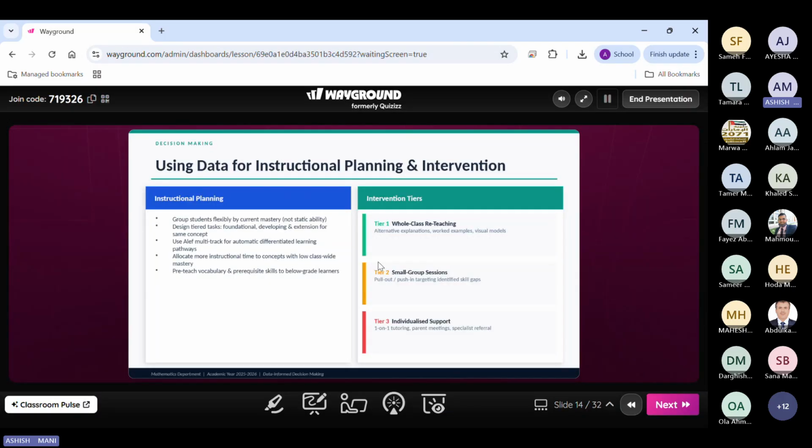Now, next slide is about using data for instructional planning and intervention. Once we have the data, we start acting on the data. We group students: tier 1 is the proficient ones, tier 2 is for the developing students, and tier 3 are those who are at risk. For the students in tier 3, we provide individual support. For tier 2 students, we push out or pull in different skill groups according to their level. And for the tier 1 students, those who are at the proficient level, we provide alternative explanations.